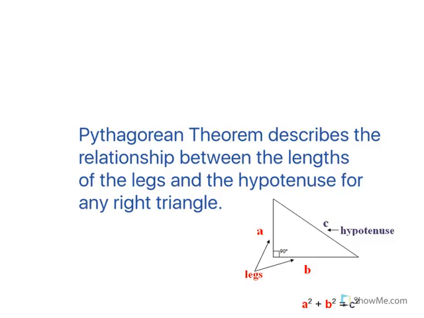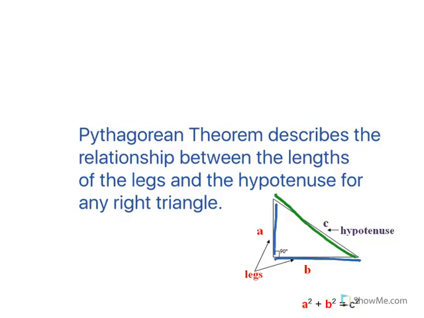The Pythagorean Theorem describes the relationship between the lengths of the legs and the hypotenuse for any right triangle. So what I mean by the legs and the hypotenuse, just like this picture shows, the legs are the two sides of a triangle that form the right angle. They're actually the shortest sides of the triangle. And the hypotenuse is the side opposite the right angle, and it's the longest side of the triangle.